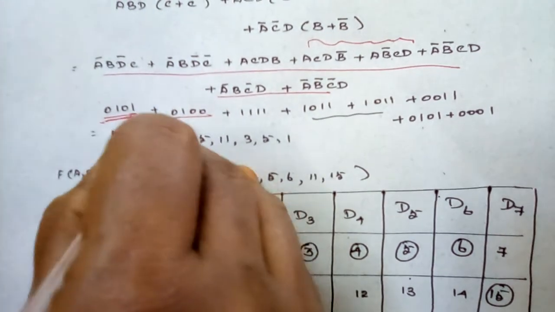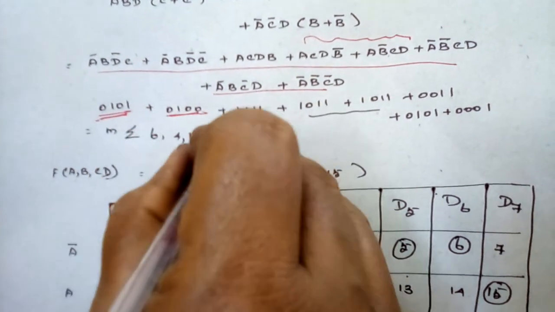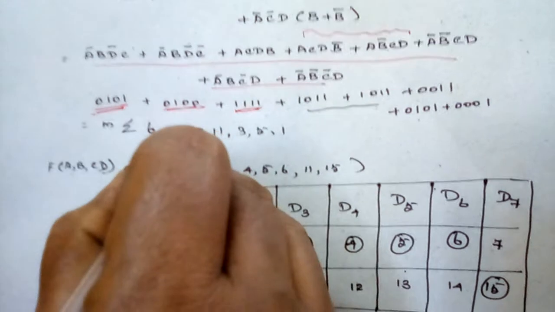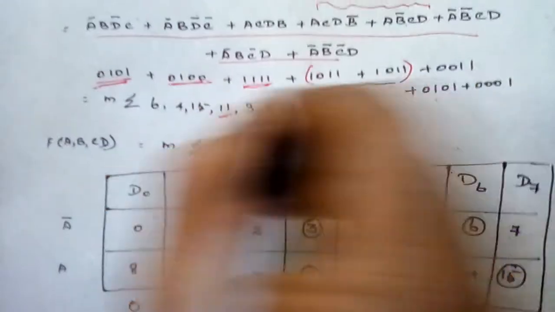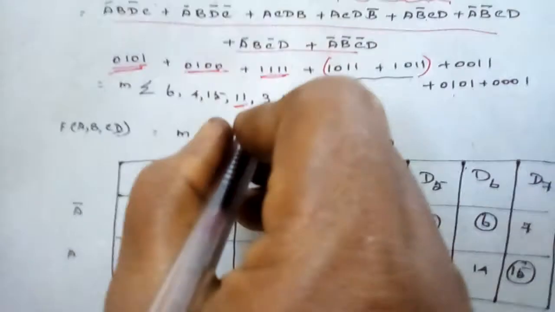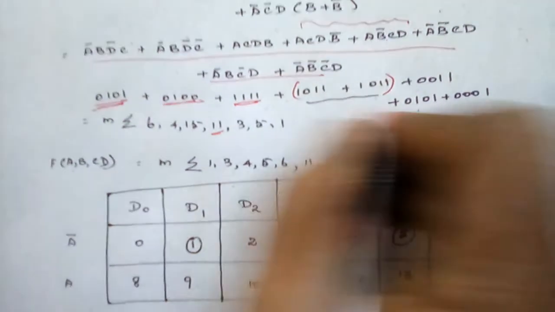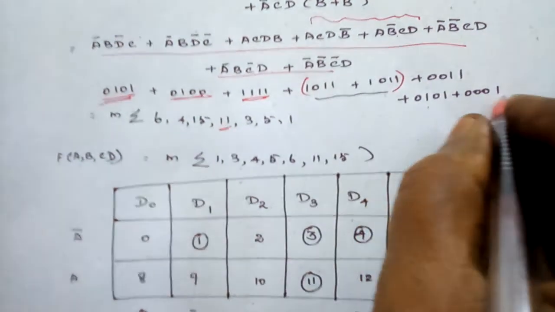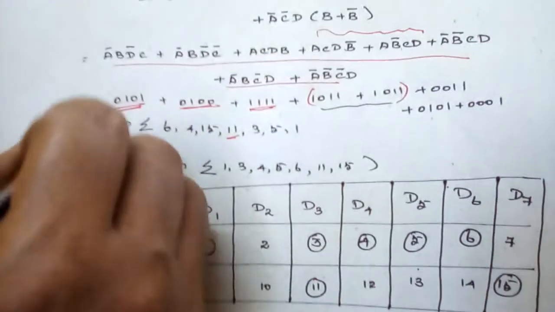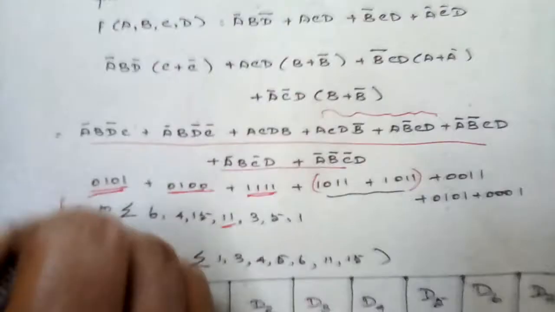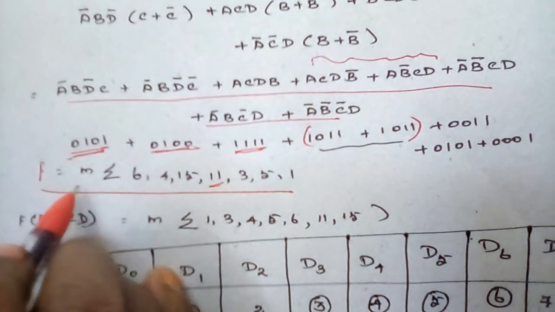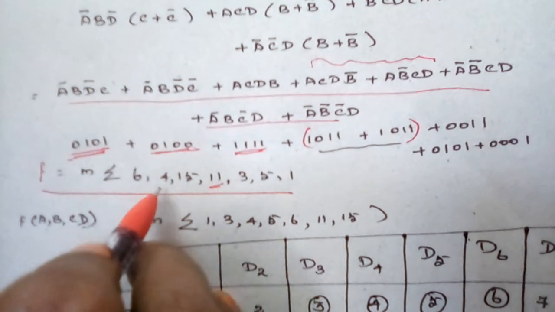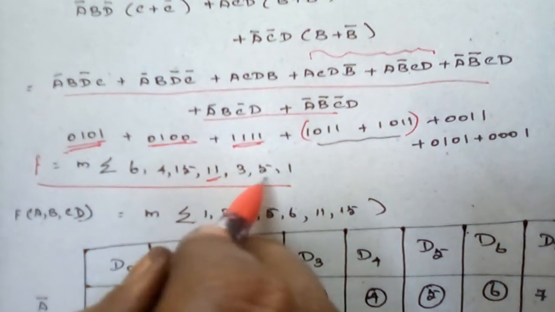And for the next term, this is 4. And this is equivalent to 15. And for these two terms, I am considering this as the value 11. And for 0, 0, 1, 1, it is 3. 0, 1, 0, 1, it is 5. 0, 0, 0, 1, this one. So for the provided function, I have made the decimal equivalent value. The minterms are 6, 4, 15, 11, 3, 5 and 6.